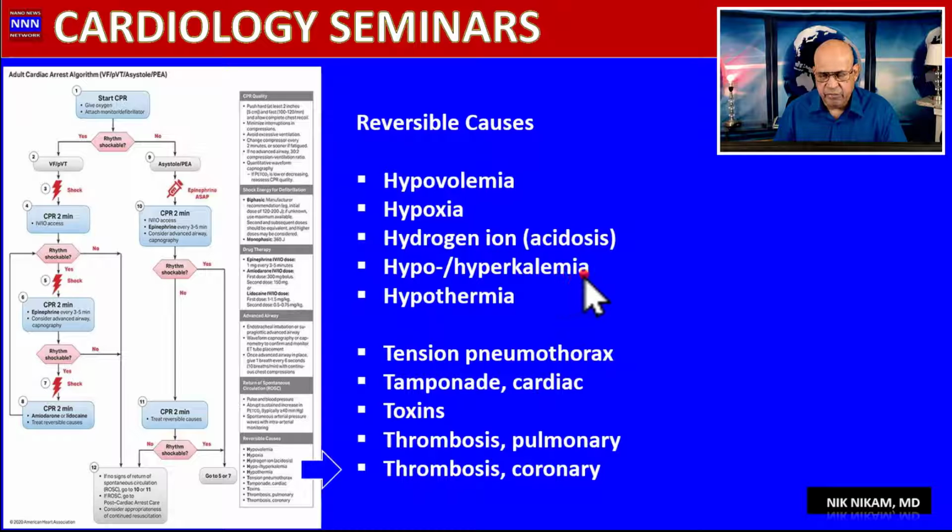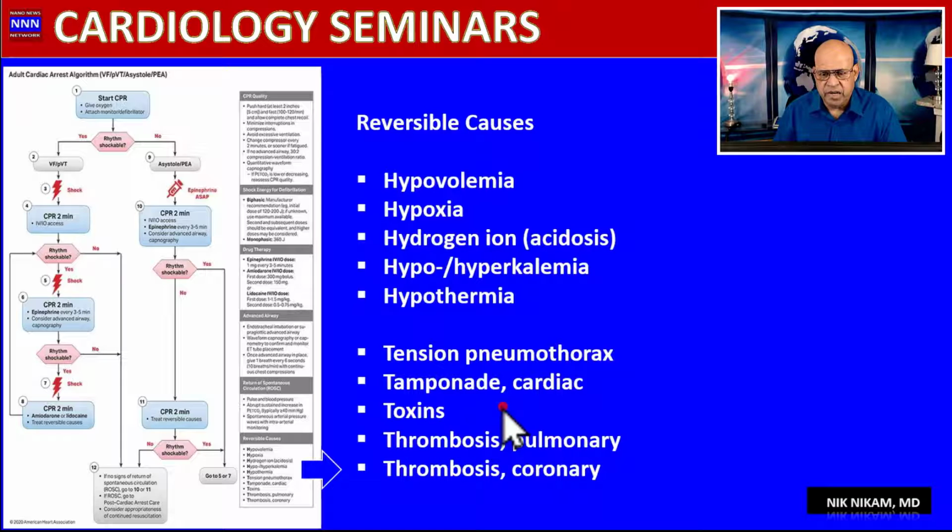Hyperkalemia. Hyperkalemia is known frequently to cause ventricular arrhythmias and can degenerate into VT, VFib. Hypothermia is another condition. Hypovolemia, hypoxia, acidosis, hypo or hyperkalemia, hypothermia. So these are the 5H. The 5Ts: tension pneumothorax, tamponade. The chances are these are extremely rare conditions.